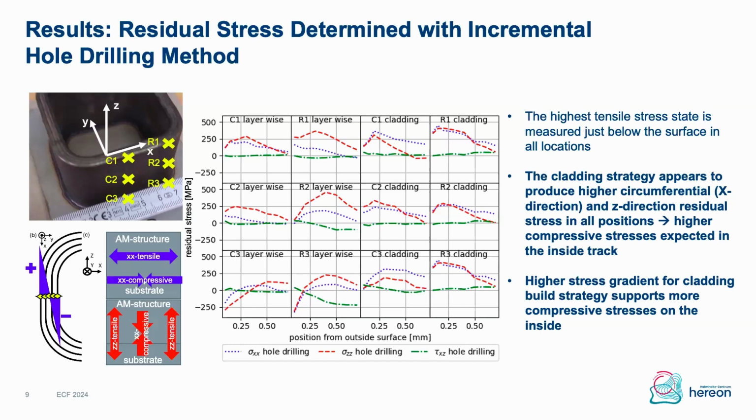But what is interesting to see is that when we compare all the locations individually, nearly everywhere we have higher residual tensile stresses produced using this cladding build strategy on the outside, which makes us believe that these need to be balanced also by higher compressive residual stresses on the inside of the part.